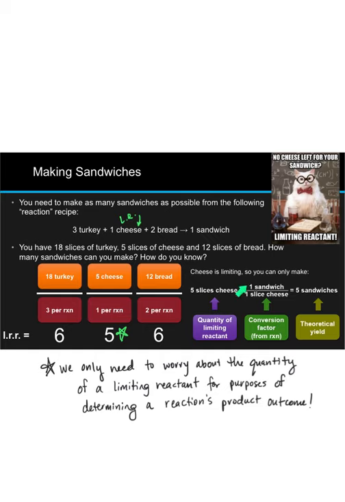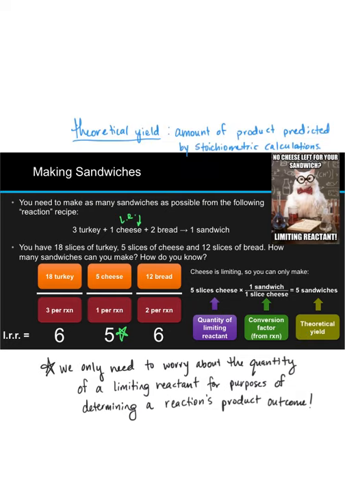Use a conversion factor like coefficients from our balanced reaction. 1 sandwich requires 1 slice of cheese. This is a conversion factor, just like the coefficients in a balanced chemical equation are a conversion factor. The result of this calculation gives us what we expect, or a theoretical yield for our reaction. The theoretical yield for a reaction is the amount of product that's predicted by stoichiometric calculations. Whichever of our reactants runs out first will give us a predictable stoichiometric amount or theoretical yield of a product or products.